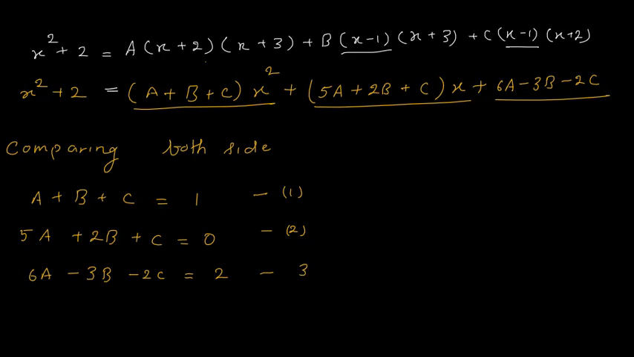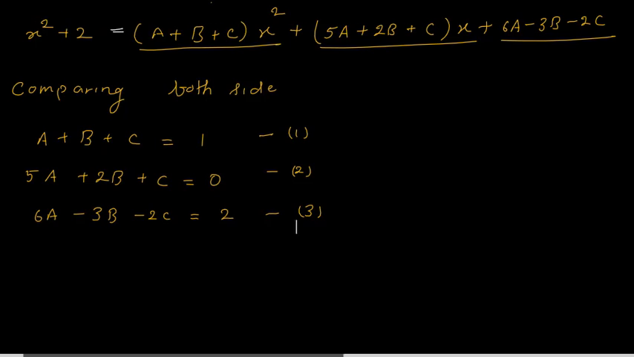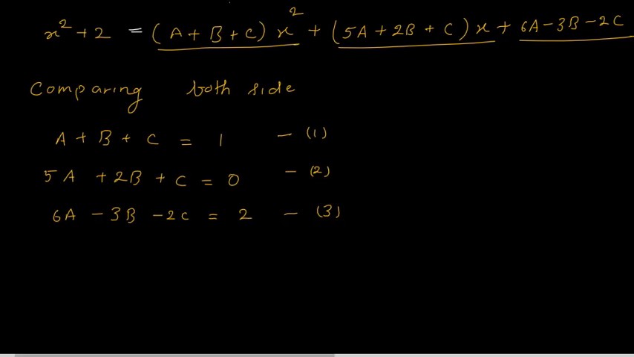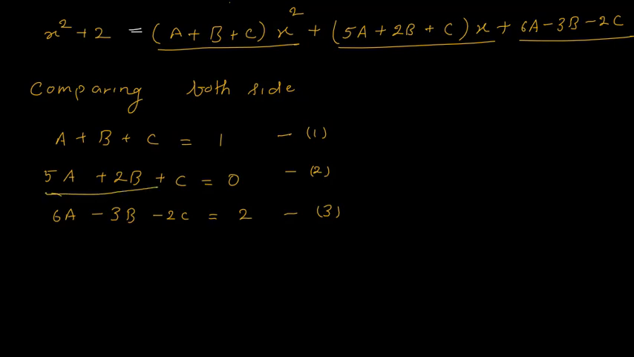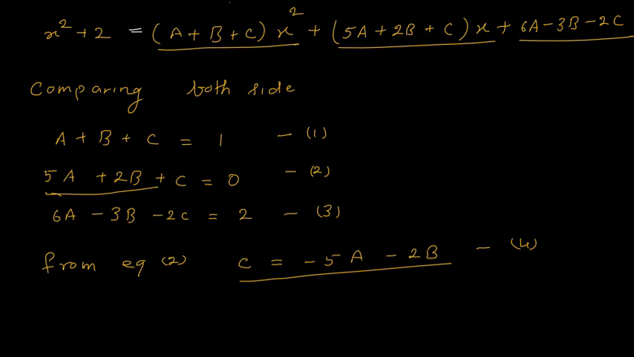Now here we have to solve these 3 equations. When it is 2 equations, it is easy, but when 3 equations are there, then it is a little complicated. How do we solve these 3 equations? So one way is that, from equation 2, I can see that the value of c is minus 5 times a and minus 2 times b. Okay. Now I am going to put this value of c, let us consider this as equation 4, in equation 1 and 3.